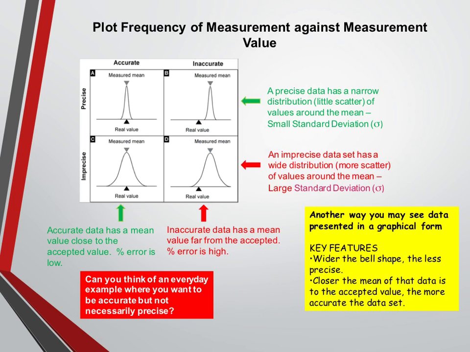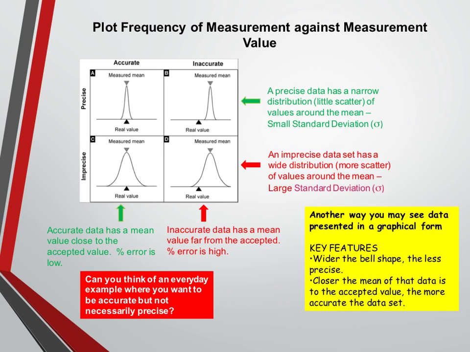Okay, so I mentioned that standard deviation was our best mathematical tool to look at a set of data or a set of measurements to determine precision. I just want to give you a little visual of what that would look like. When you calculate a very low standard deviation, you have a very tight distribution of data. So a very narrow peak, right?